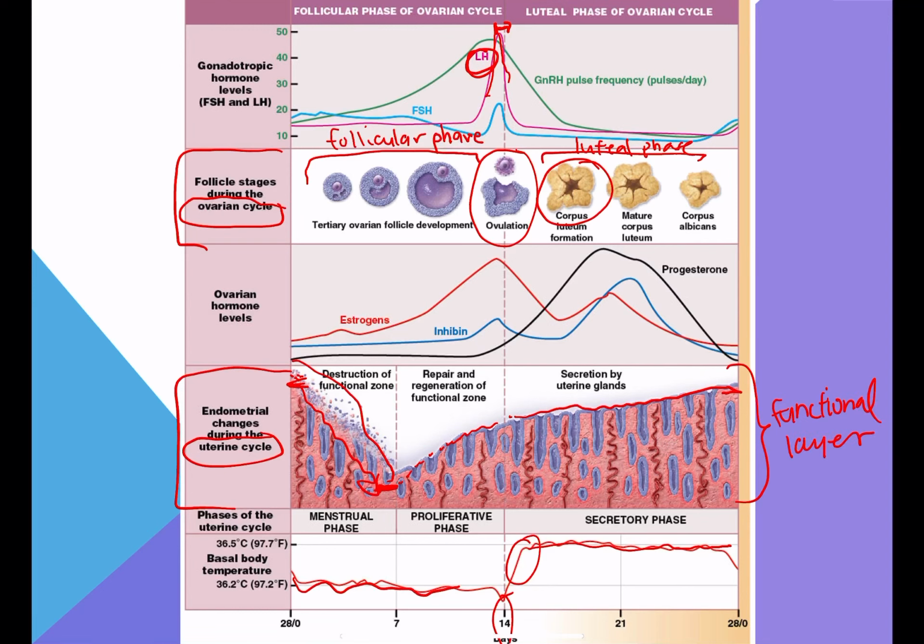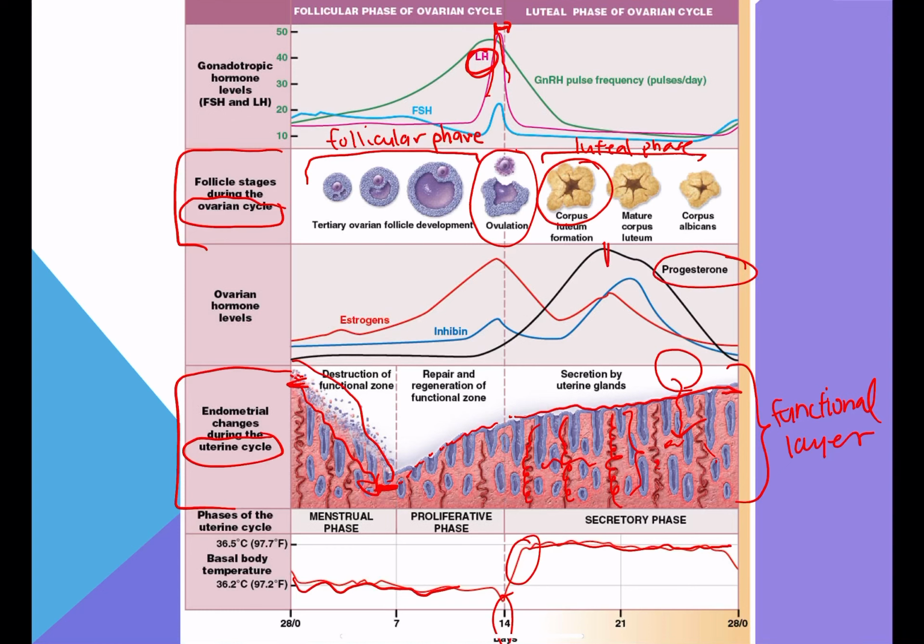Okay? And you see the formation of these spiral arteries I was talking about, that elongate and go all the way throughout the thickness of the functional layer to supply these uterine glands, these tissues, and even if an embryo was to implant in there, that's where the oxygen and nutrients are going to come from, from these spiral arteries. Okay. And now you can see how it aligns with the hormones, okay?